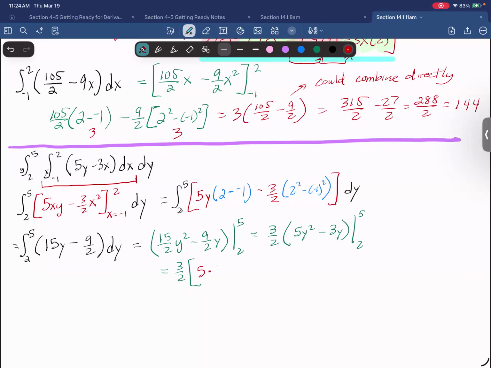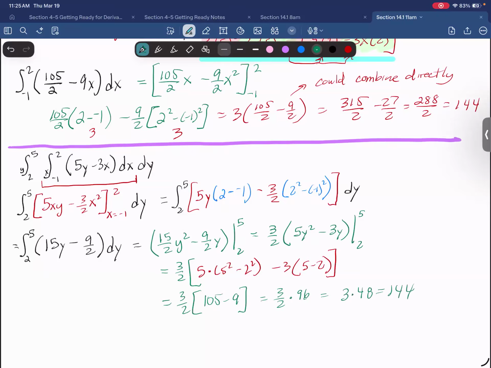I have 5 times 5 squared minus 2 squared minus 3 times 5 minus 2. 25 minus 4 is 21, times 5 is 105, minus 9. That's 96, which is 3 times 48 is 144. Yeah, it was easier factoring out 3 halves. I didn't do that this morning. A little bit easier, huh?